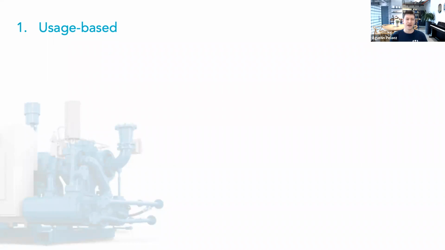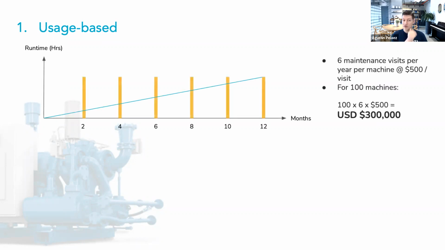So the first technique is usage-based maintenance. Imagine that there's a factory with 100 machines, each one being serviced every 2 months. If you look at a particular machine, these bars would mean the service moments. In terms of costs, if you multiply 6 visits, each visit being $500, times 100, we will be looking at $300,000 in maintenance costs.